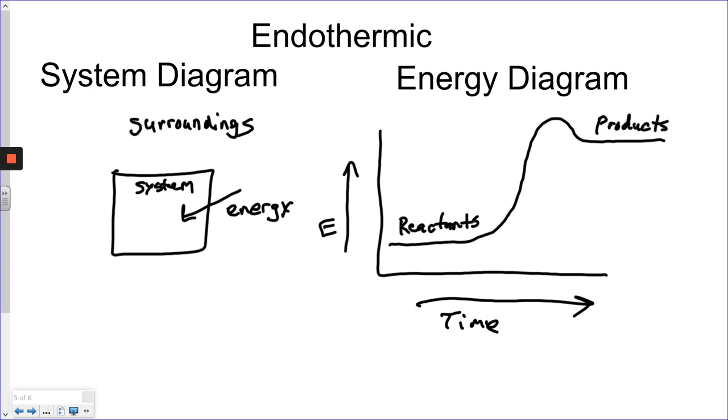So for an endothermic reaction, how do I get from the reactants to the products? Well, it's kind of like thinking about a ball. If I had a ball and I wanted to get it up this hill to where the products are, what would I have to do? I would have to put energy into that. So an endothermic energy diagram looks like this, where we have to put energy into the reactants to get them to form the products.